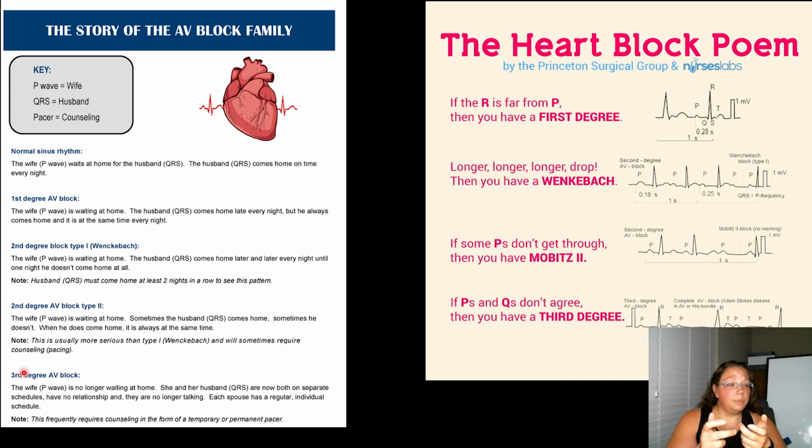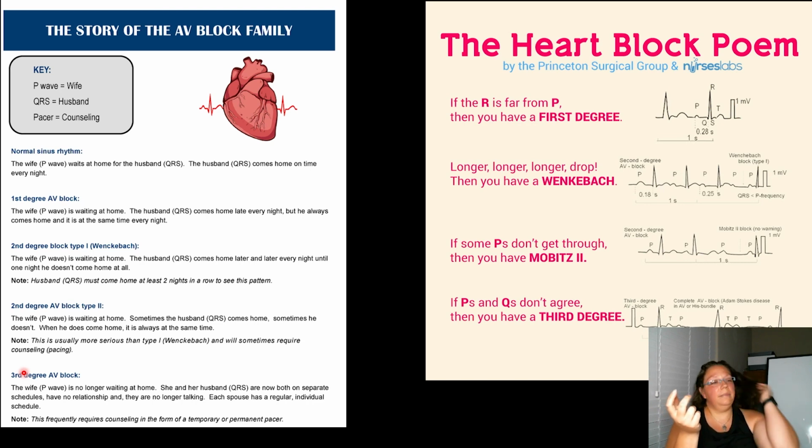All right, so now we have first degree block. So now the honeymoon phase is over, right? The P wave is waiting at home, and the QRS just comes later and later. Every night they come later. So there is a delay between the P and the QRS because there's time that they are being separated. So every P wave has a QRS because he's still coming home. The QRS is still coming home to the P wave, but he's coming home late.